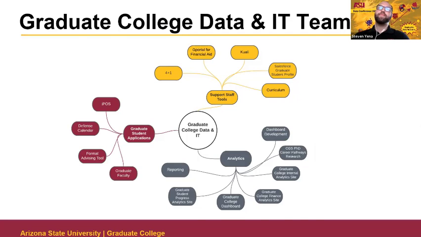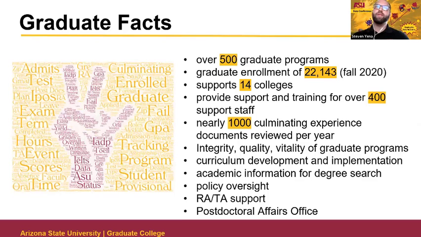Next slide. So just a little bit more information about the graduate population. Enrollment for fall 2020 was over 22,000. We have over 500 graduate programs that have students active today. 14 colleges. We provide support and training for over 400 support staff. We have about 3,500 RATAs this semester and a little over 300 postdoctoral scholars.